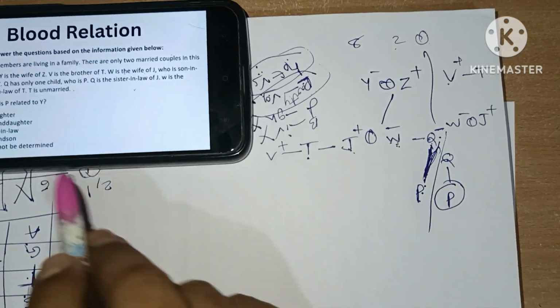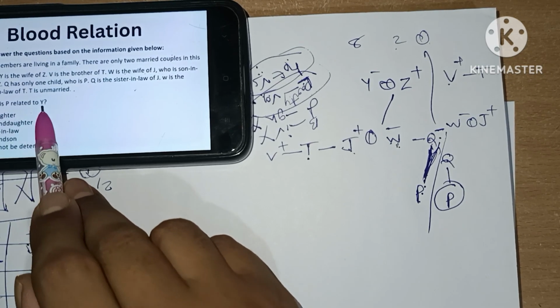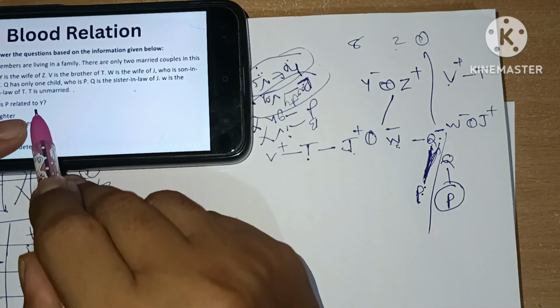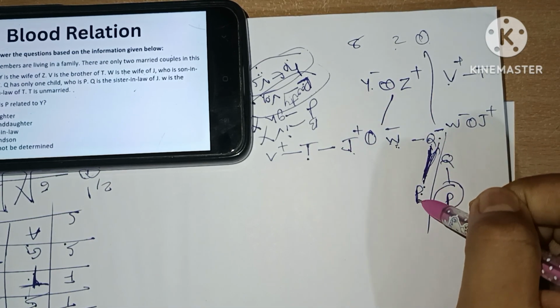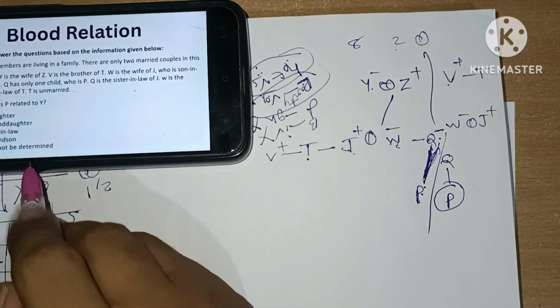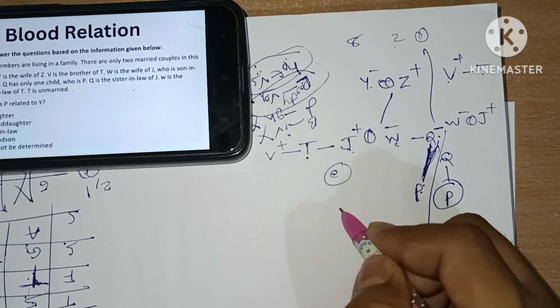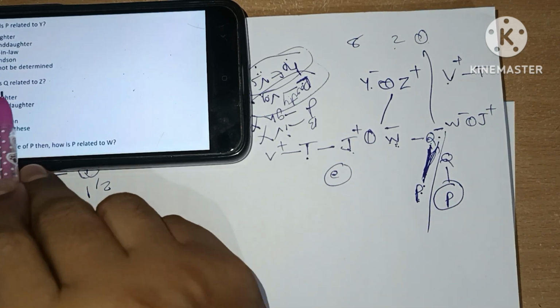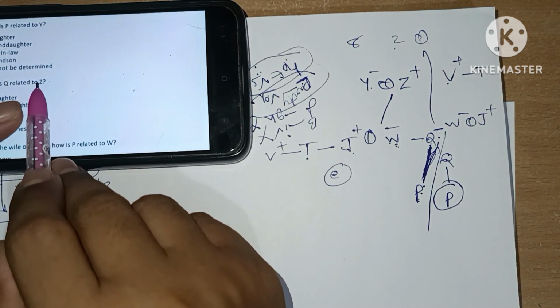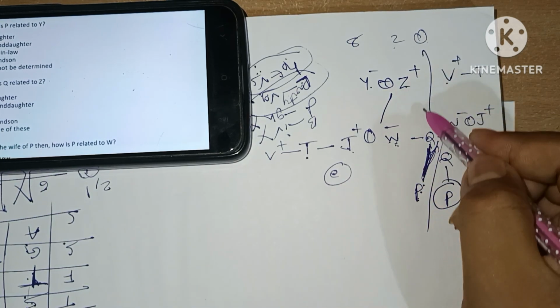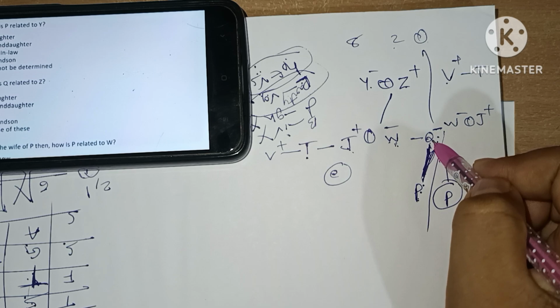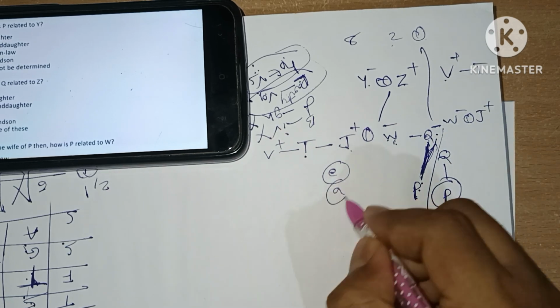So let's see the questions that are asked. How is P related to Y? Y is here. P is here. Maybe granddaughter or grandson. We are not able to determine the answer for this one. So cannot be determined is the answer. Option E. Second question. How is Q related to Z? Z to Q, Q is daughter. So A is the answer.